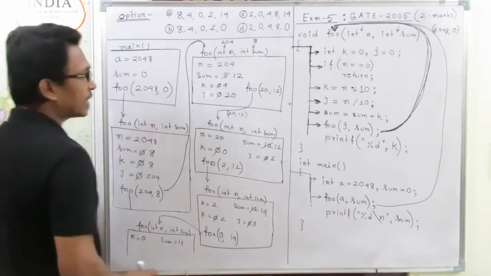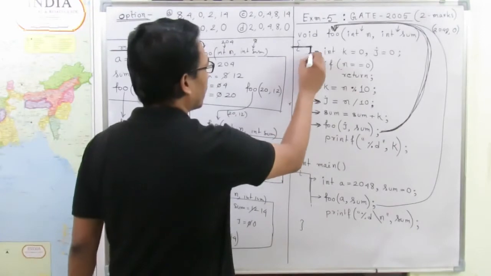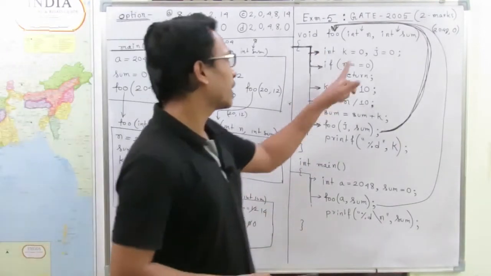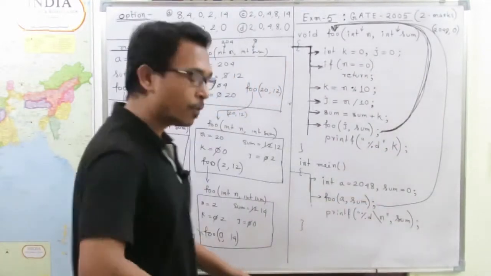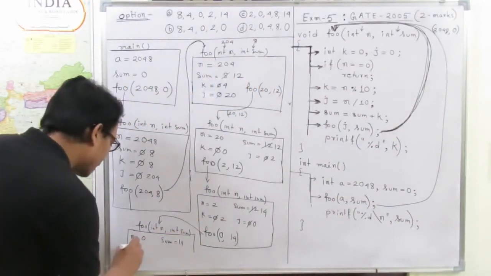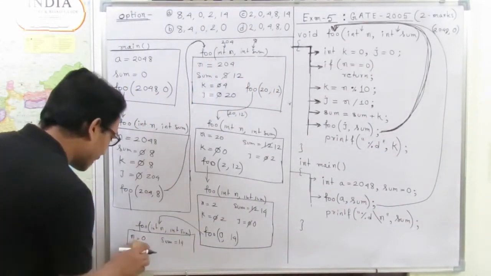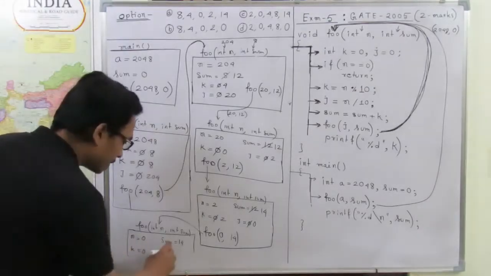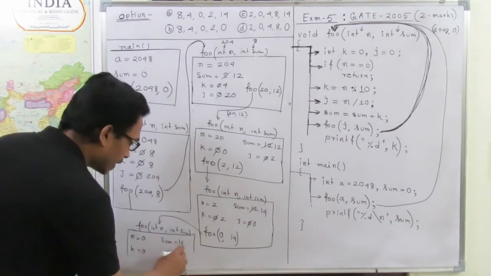Now the next instruction inside the function body is to declare two variables, k equal to 0 and j equal to 0. So in this particular instance, the first variable declared is k, initialized with 0. The second variable declared is j, initialized with 0.